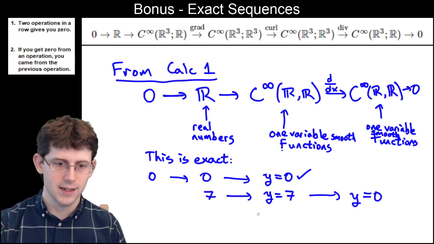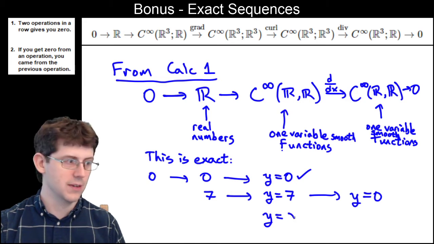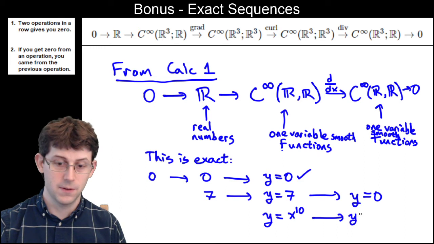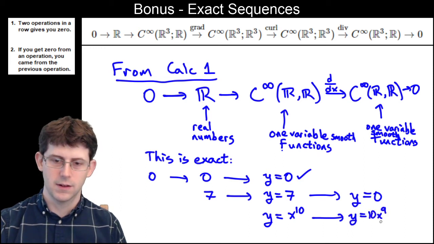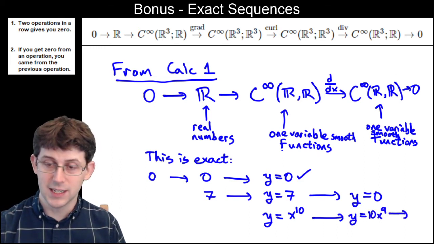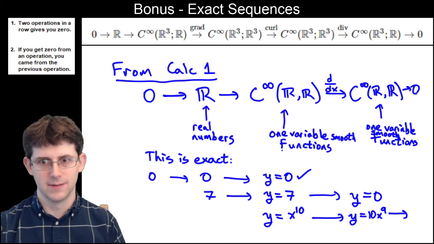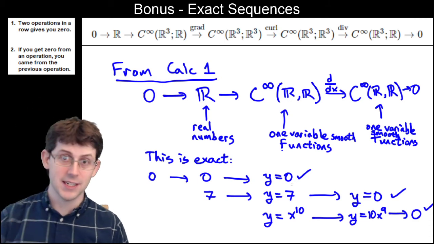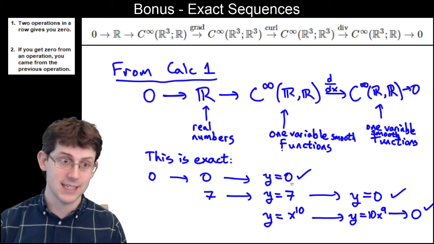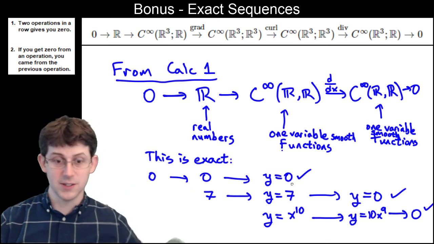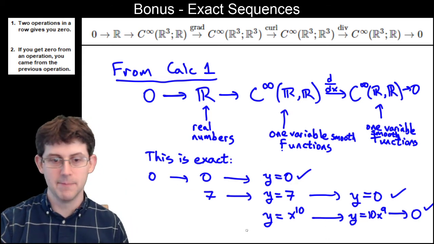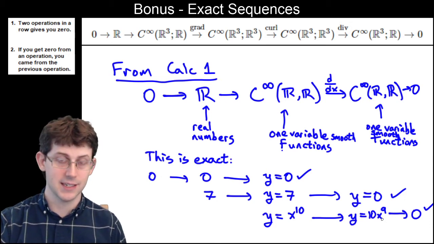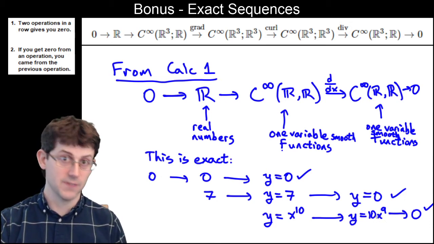Well, what about here? If you start with some weird function, like y equals, I don't know, x to the 10th, and you take the derivative, and you go a second operation, well, this operation says, just go to 0. So that one works for free. So this was the first requirement to be an exact sequence. It says if you follow 2 arrows, you land on 0. And it happened every time. When we took 2 trips, we landed on 0. That's the first requirement.